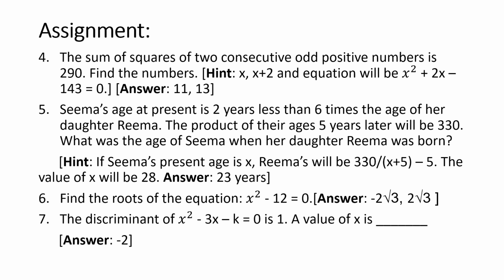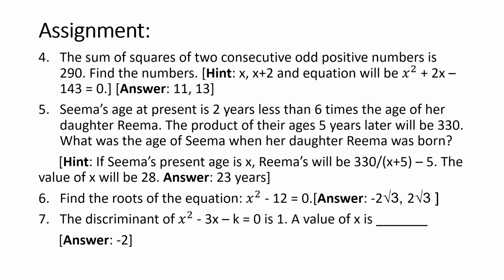So let us assume that the age of Seema is x. Then actually we will get Rima's age as 330 upon x plus 5 minus 5. And the answer for x will be 28. But the age of Seema when her daughter Rima was born will be 28 minus 5, which is 23 years.